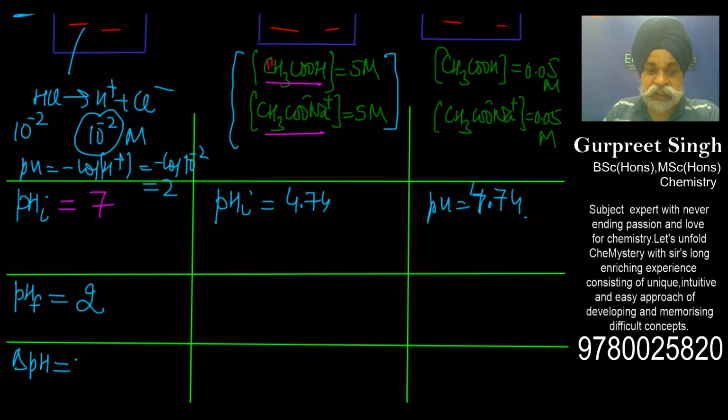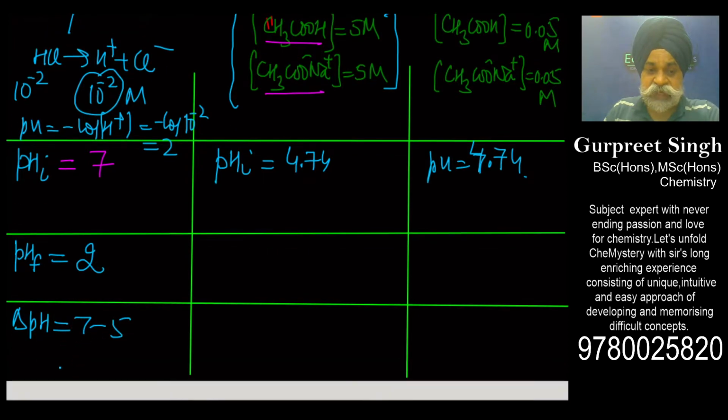So what is the change in pH? The pH got changed by 5 units. So we shall be getting a 5 unit change. The pH got changed from 7 to 2. If I added 10 raised to minus 2 moles of HCl into the water, the pH got changed by 5 units.